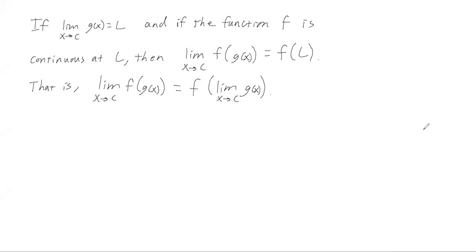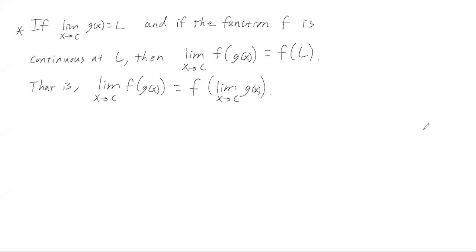So let's continue with section 1.6. All right, from section 1.5, we had this theorem right here. If the limit as x approaches c of g of x is equal to L, and the function f is continuous at L, then the limit as x approaches c of f of g of x is equal to f of L. What does that mean?